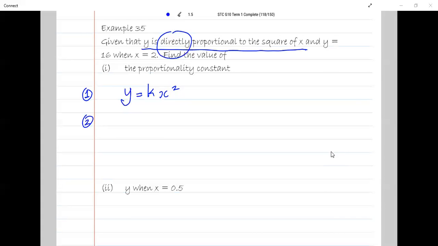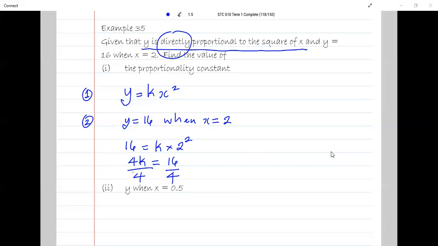now we're told in the question that y is equal to 16 when x is equal to 2. We're given a value of x and y so that we can calculate k. So y is 16, is equal to k multiplied by x squared, which is 2 squared. Now 2 squared is 4, so this is the same as saying 4k is equal to 16. At this step, you're given a value of x and y so that you can calculate k. I'm going to divide both sides by 4. And so I end up with k is equal to 4.